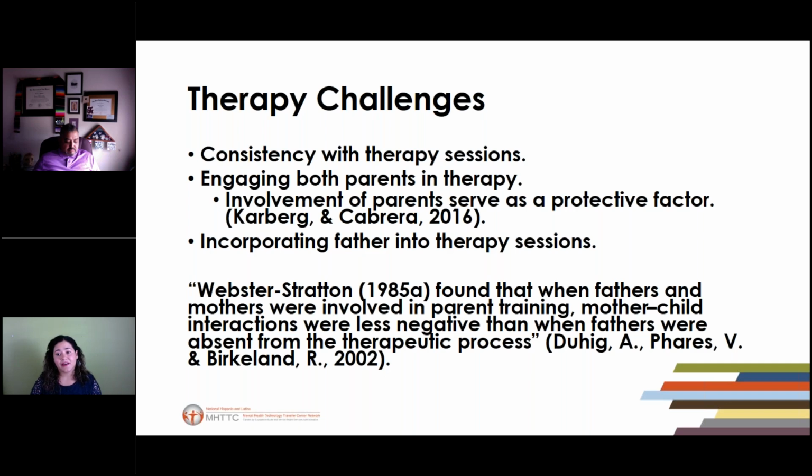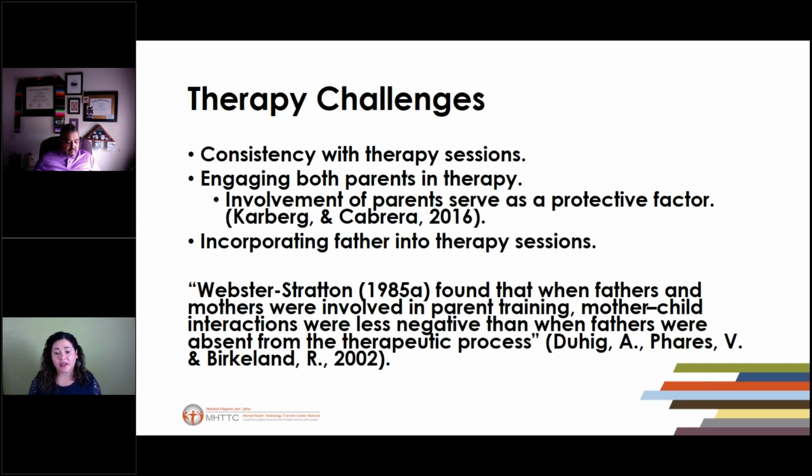Incorporating the father, and my supervisor said, we need to do this. We need to include the father. He's part of the structure of the family, right? And we need to check how we can help him and how we can address the difficulties he's presenting, so my client's anxiety could decrease, right? That's the main focus of the therapy.